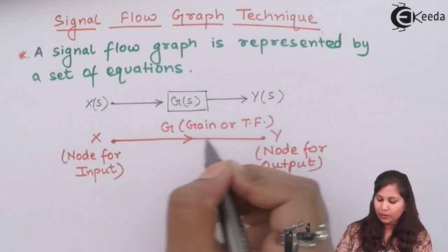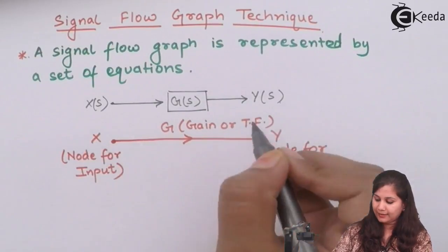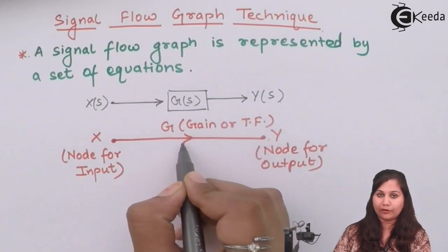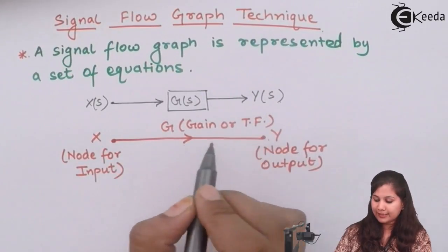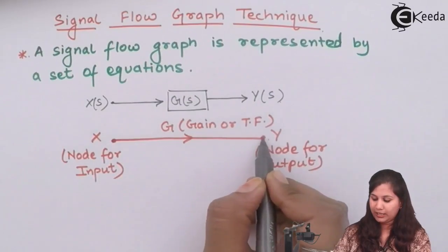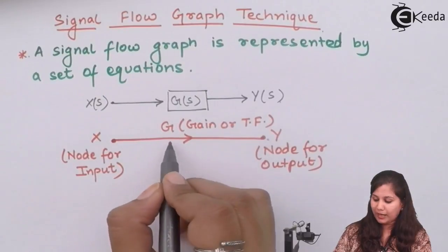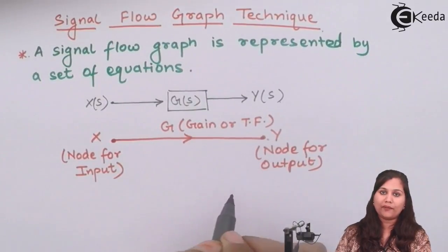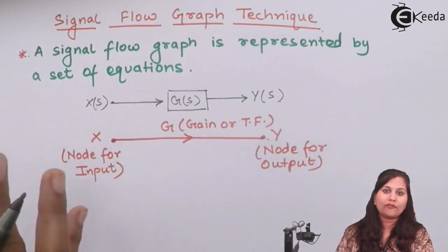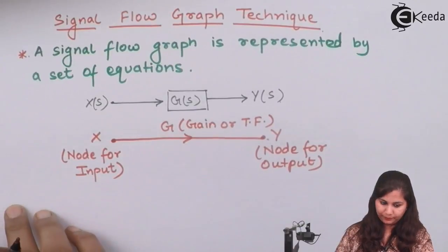In this we have two nodes. One node is for the input, which is named X, and another node is for the output, which is named Y. Between these two nodes we have a branch with an arrow showing the flow of signal, that is, the direction of the arrow. It shows that the signal is flowing from the X node to the Y node. So the nodes are connected by branches, and the arrows on the branches indicate the direction of flow of signal. We can say that a signal flow graph is the representation of the system in which the flow of signal is represented. This type of representation is called the signal flow graph technique, and in this the signal flows from one node to another node.